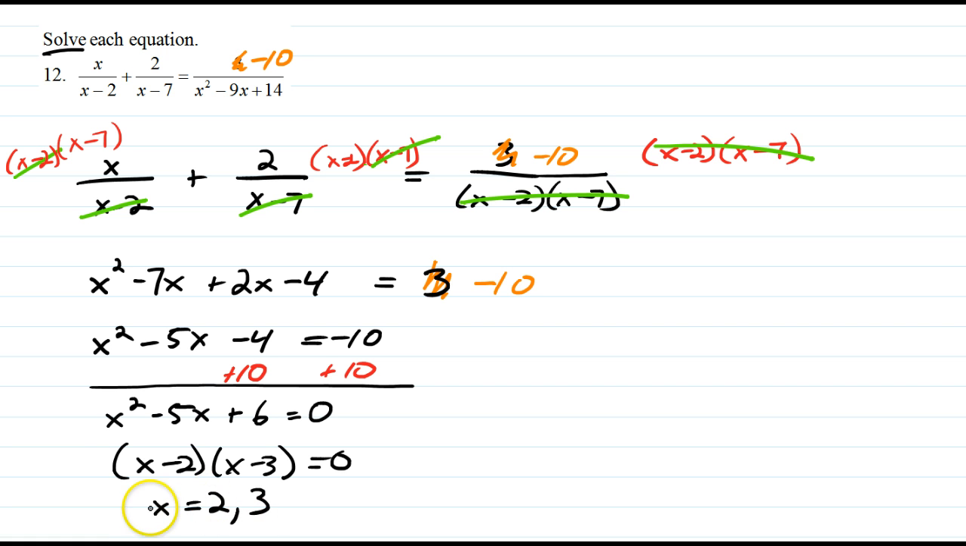And so you have to be careful when you're solving equations with x's in the denominator, because if I take 2 and I plug it back in here, it becomes an excluded value. So we call this an extraneous solution. So x equals 2 doesn't work. So the answer here is x equals 3.